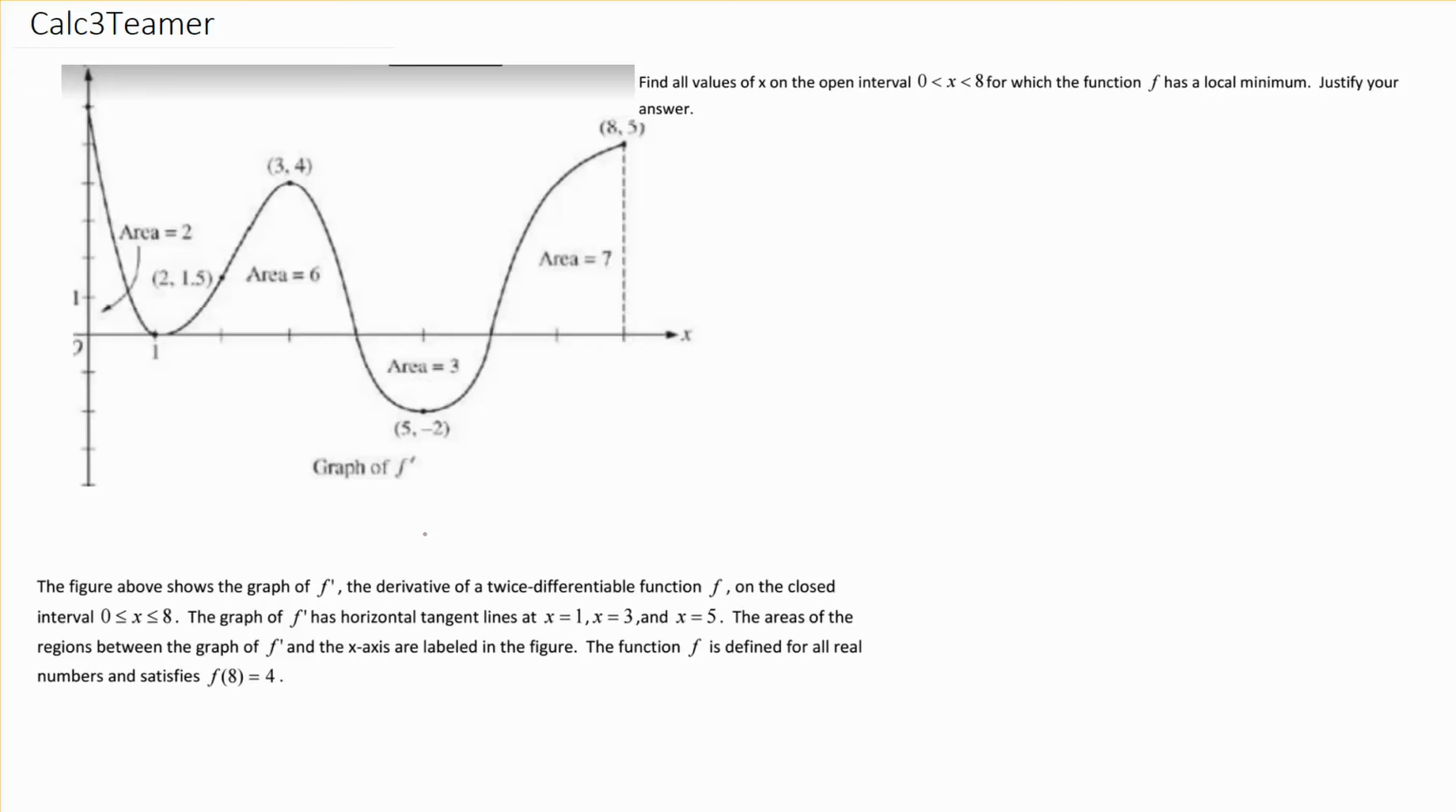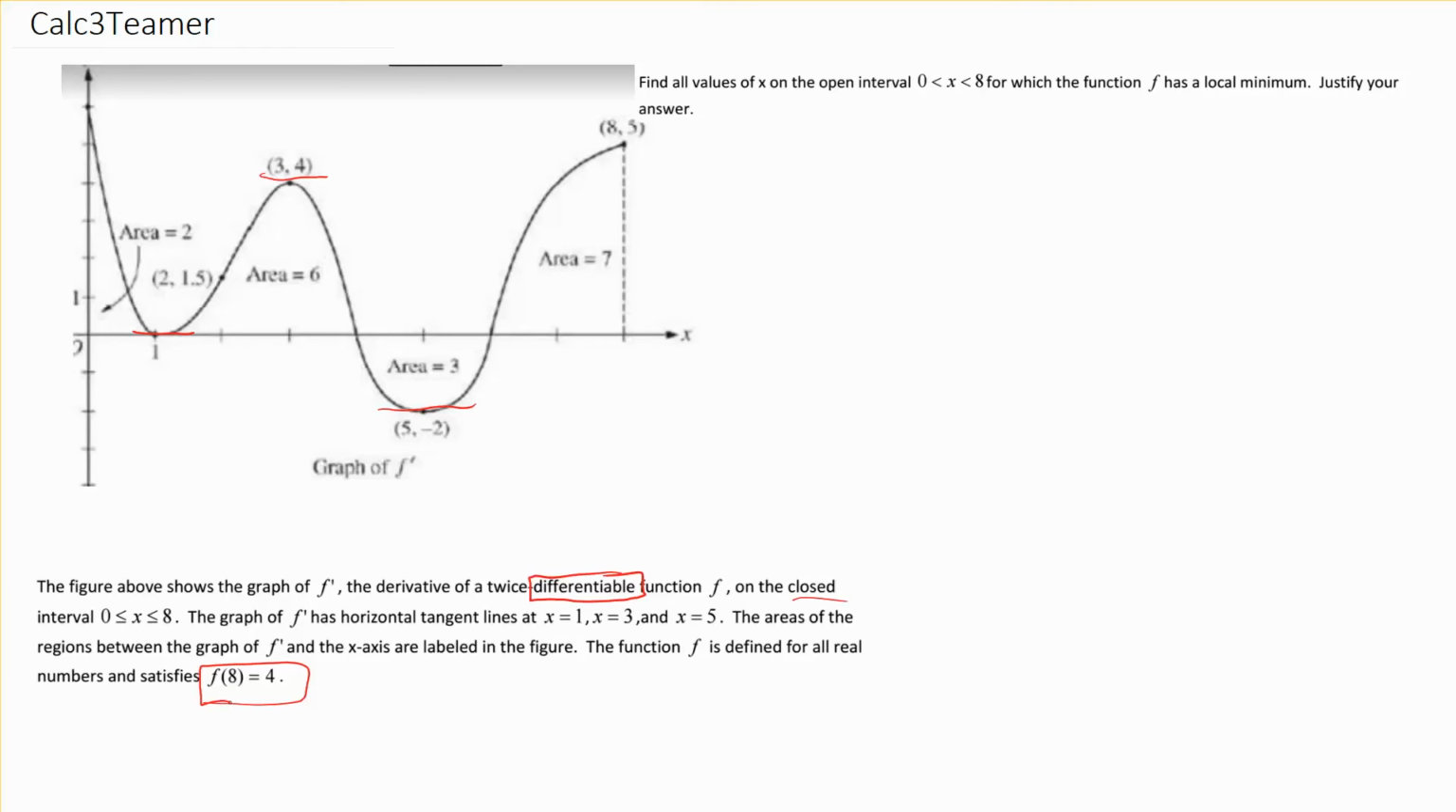So front and back, we're kind of talking about this word differentiable, and that means it has a derivative. It's smooth and continuous. On the closed interval from 0 to 8, closed interval. The graph of f prime has horizontal tangent lines at x equals 1, x equals 3, x equals 5, we can see. The areas of the regions between the graph of f prime and the x-axis are labeled in the figure. The function is defined for all real numbers and satisfies f of 8 equals 4.